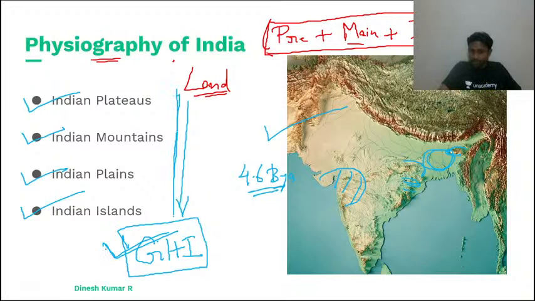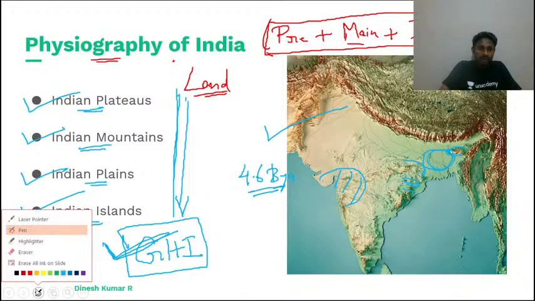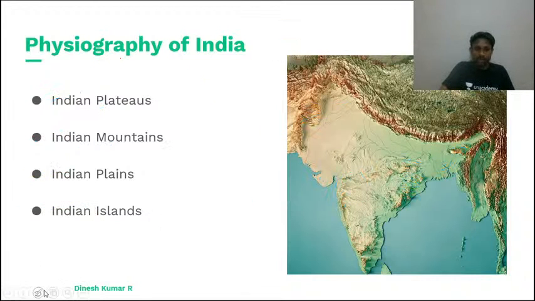When you understand the geological history of India properly, you will be able to conclude that in India, the Indian plateaus are the oldest physiographic part. Then it is the Indian mountains that developed. Then it is the Indian plains that developed. Then finally the Indian islands. So this is the order in which they have been developed. That's why I have used that particular order. So in today's class, let us see them in detail, how we are going to cover all these particular topics.